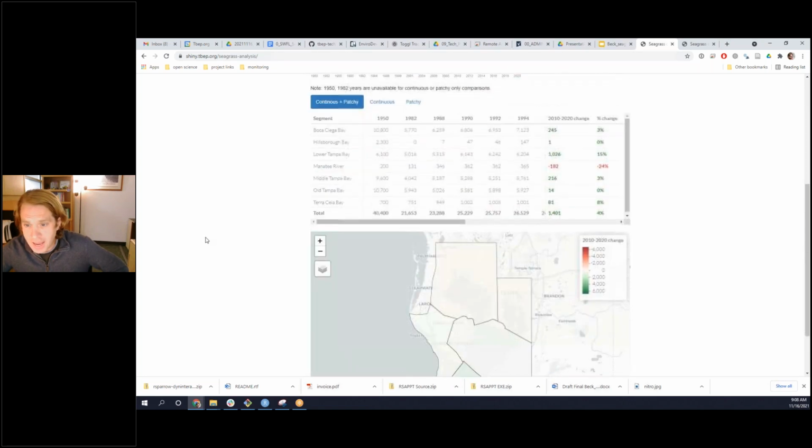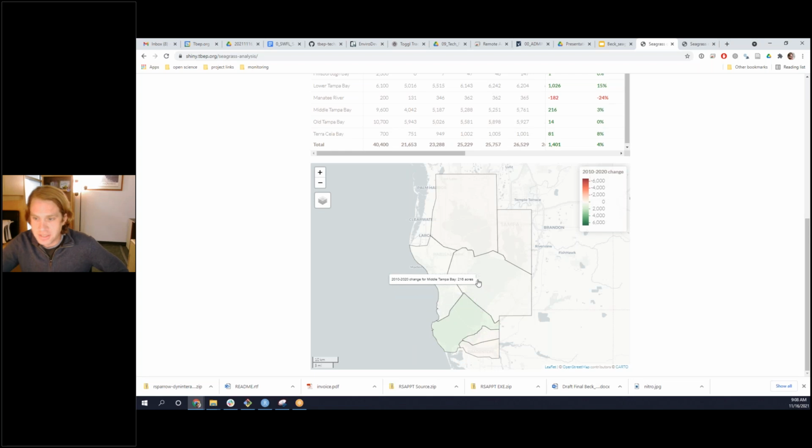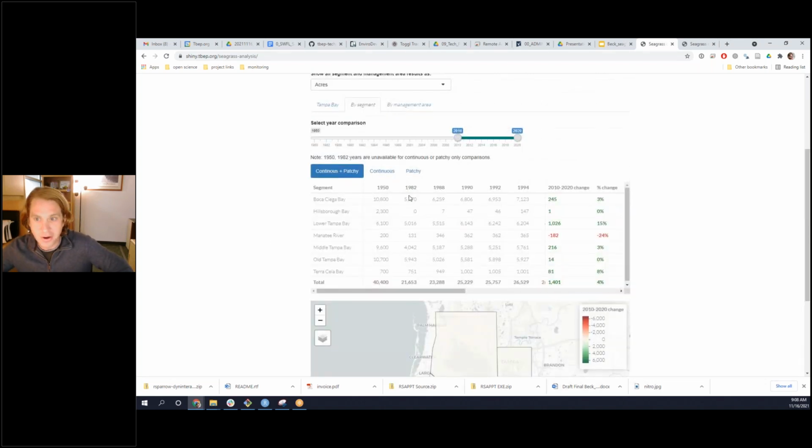So have a look at that. And I said also that this is something that we could extend to other areas, not just Tampa Bay. We have data for much larger parts of the state. So if you have an interest in this type of product, let me know, and maybe we could work something out and apply this tool to other areas.